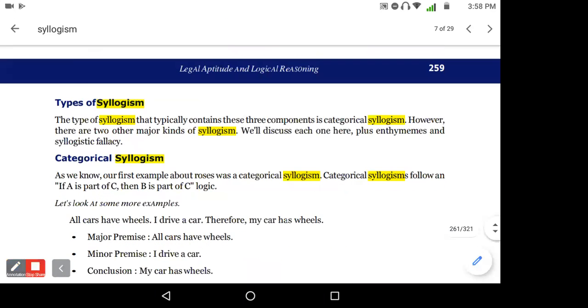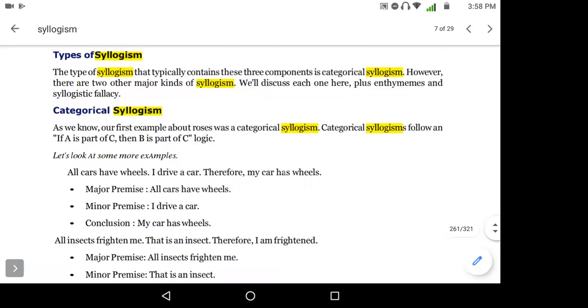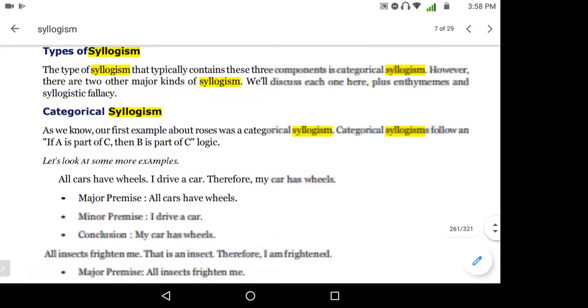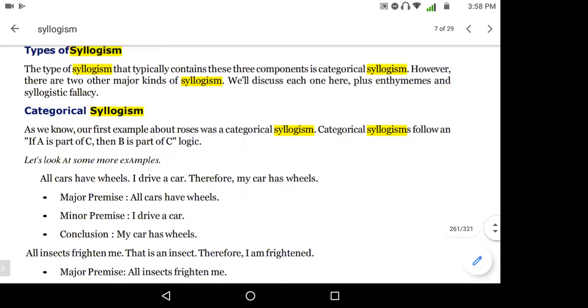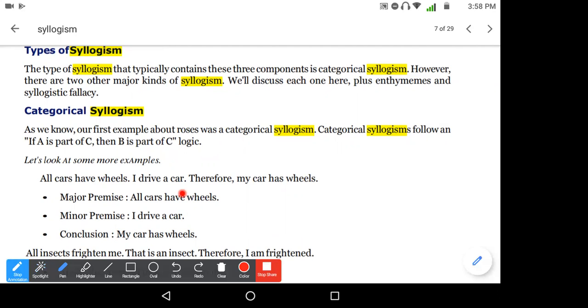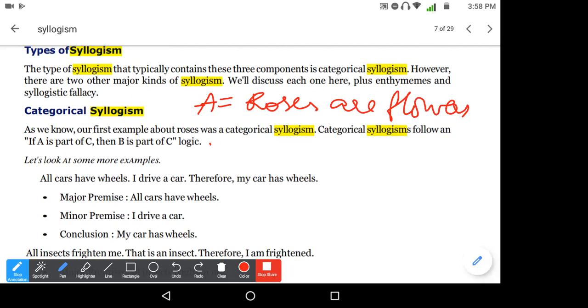Now let us see types of syllogism. The type of syllogism that typically contains three components is called categorical syllogism. What is that? Categorical, we have three categories, right? Major, minor, and conclusion. That is called categorical syllogism. If A is part of C, then B is also part of C. A is a general statement: roses are flowers. B, this is a rose.